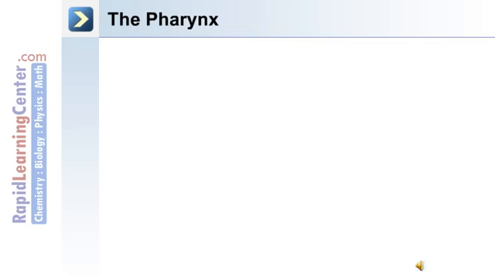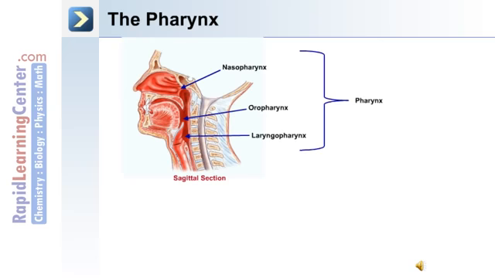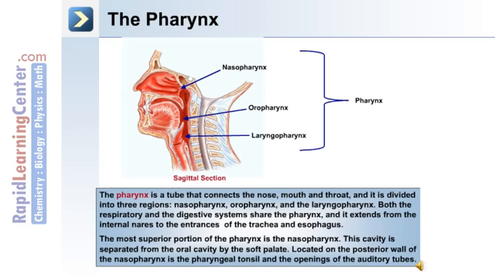A large structure in the upper respiratory system is the pharynx. The pharynx has three major sections: the nasal pharynx, the oral pharynx, and the laryngeal pharynx. The pharynx is a tube that connects the nose, mouth, and throat, and it's divided into these three regions. Both the respiratory and the digestive systems share the pharynx, and it extends from the internal nares to the entrances of the trachea for the respiratory system and the esophagus for the digestive system.